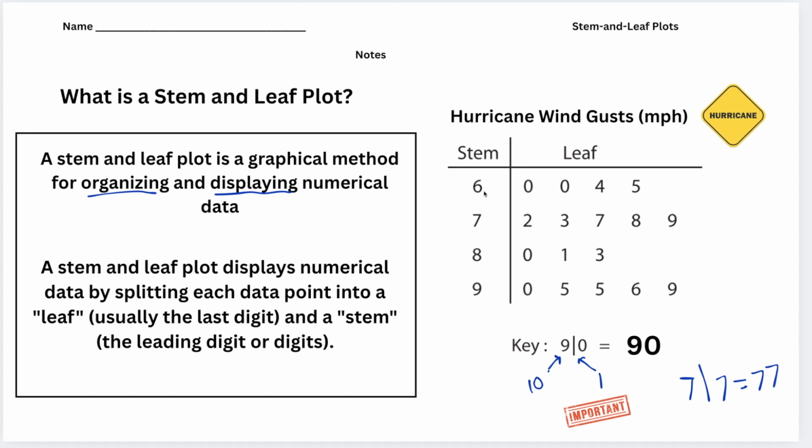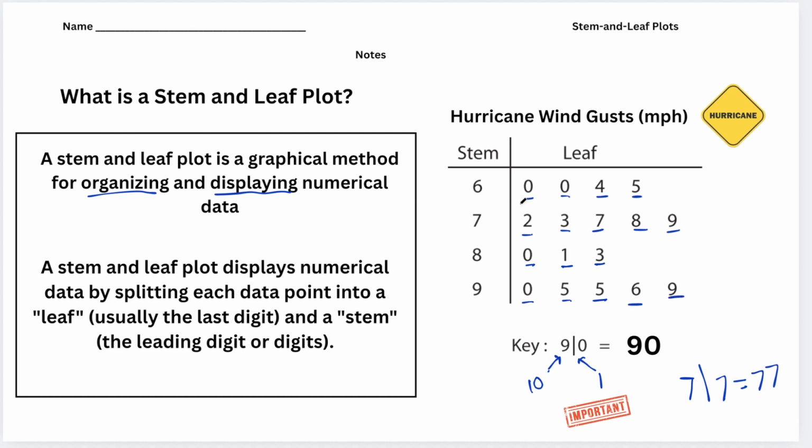Also notice how the data is in order from least to greatest. So this number here would be 60 because we have a 6 and a 0. This would be another 60. And then this would be 64, 65. Now we're in the 70s because the stem is a 7. So that'd be 72, 73, 77, 78, 79. Now we're in the 80s. So this would be 80, 81, 83. And then finally we're in the 90s. So this would be 90, 95, 95, 96, and 99.